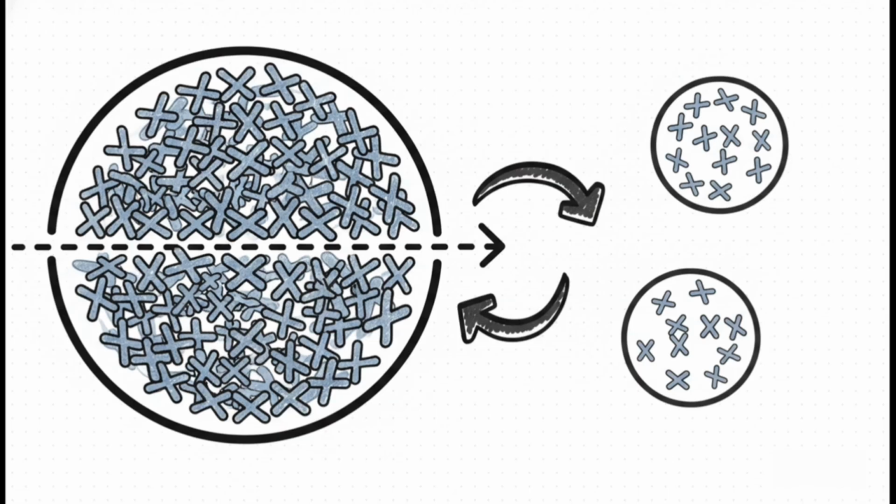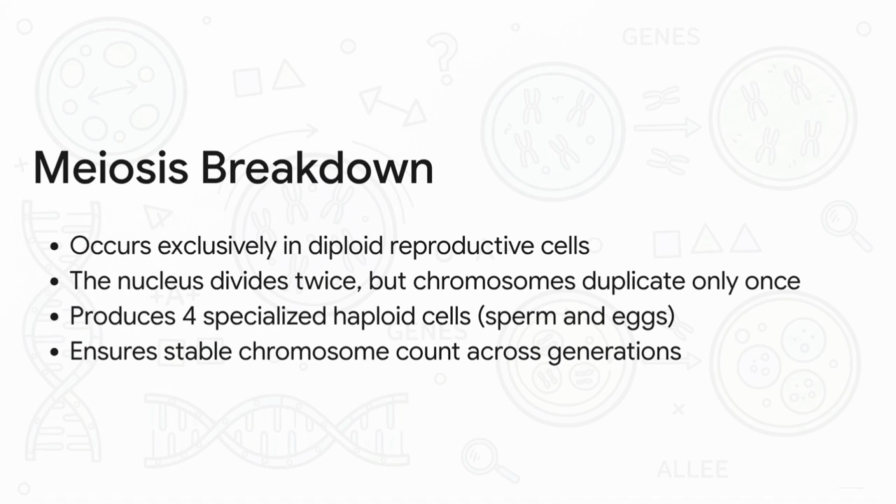So meiosis acts as this ingenious biological halving mechanism. This happens exclusively in reproductive organs. Basically, the nucleus divides twice, but the chromosomes only duplicate once. It's a brilliant math trick. The result? Instead of 2 identical cells, you get 4 specialized reproductive cells, like sperm or eggs, and each one contains exactly half the genetic material, known as a haploid state. This reduction completely guarantees the stability of our species over millions of years.